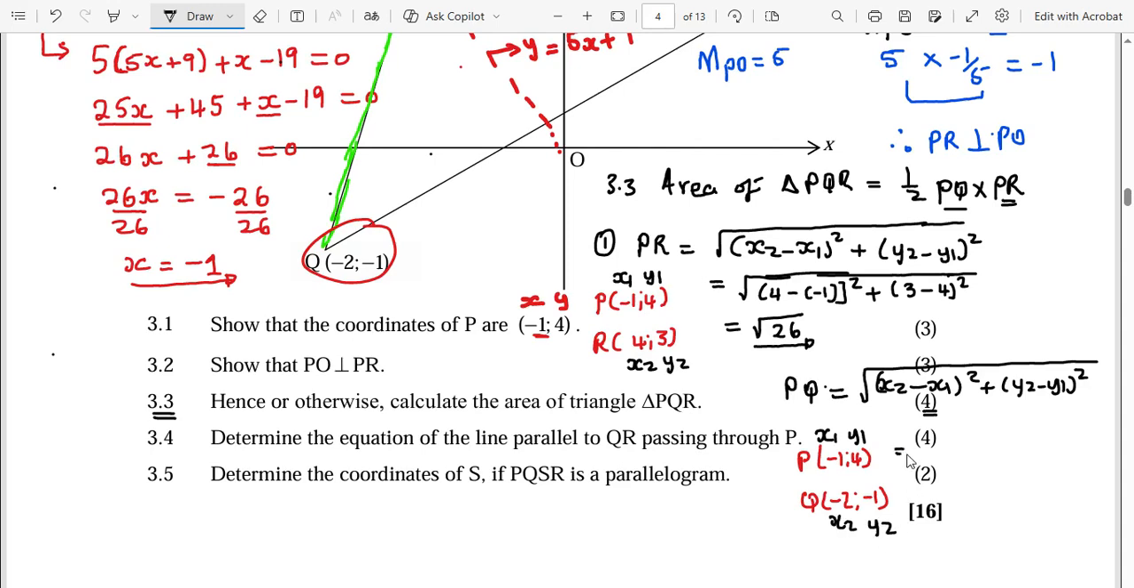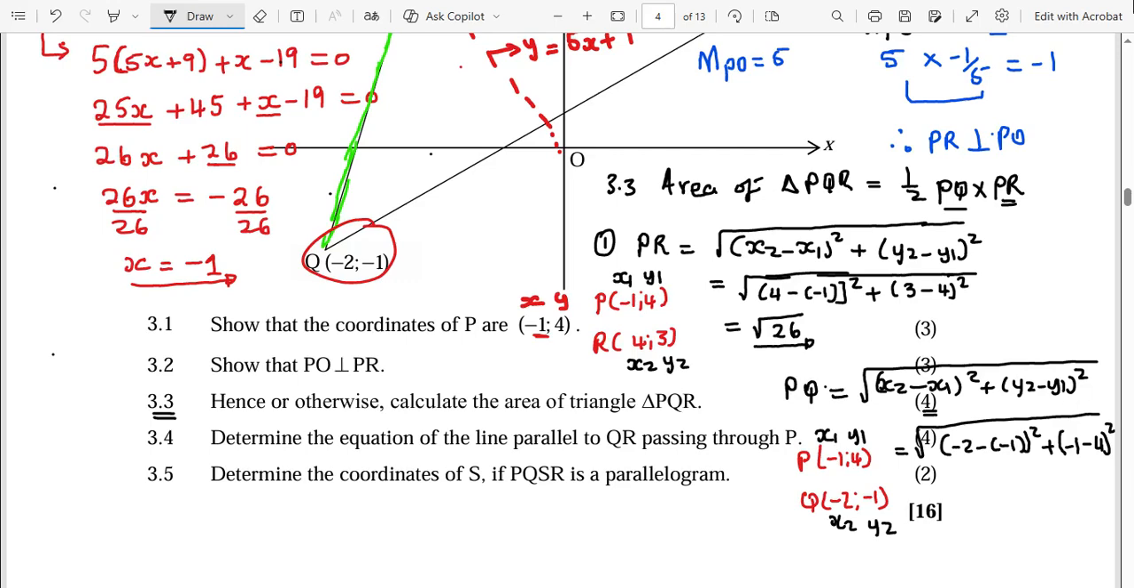Let's do the substitution. So PQ will be, let's see, x2, that's minus 2, minus x1, that's minus 1, everything squared. Then y2, that's minus 1, minus y1, that's 4, everything squared.